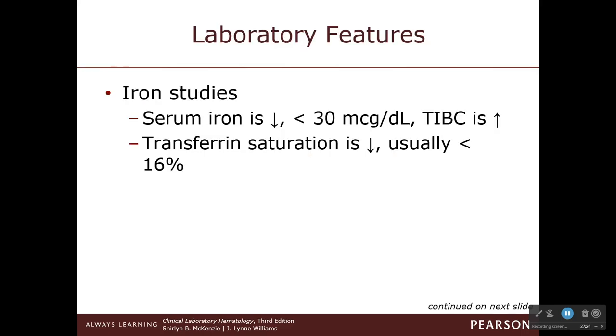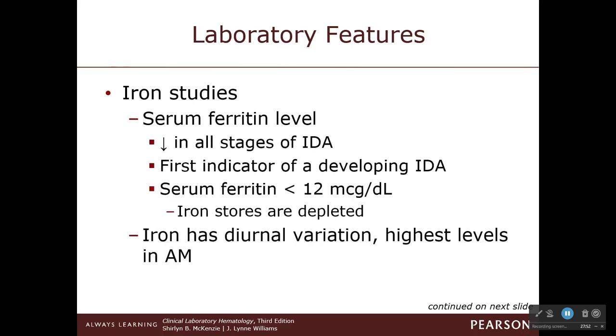All right. Okay. So iron studies, of course, serum iron level is going to be decreased, usually less than 30 micrograms per deciliter. TIBC is going to be increased because there's no iron to bind to the transferrin. Okay, so transferrin saturation is decreased, usually less than 16%. Talked a little bit about that the other day. Serum ferritin levels decrease in all stages of IDA.